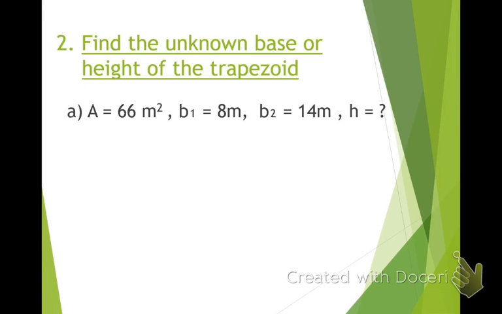Number 2 asks us to find the unknown base or height of the trapezoid. So the difference is now it gives us the area, but it is not going to give us, for this case, the height. Still, we know we're going to start off with the same formula that we've had. So what is the new formula we learned today for a trapezoid? Area equals 1/2 times base 1 plus base 2 times height. Good job, guys.